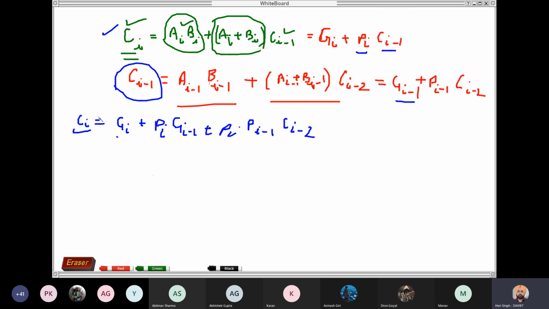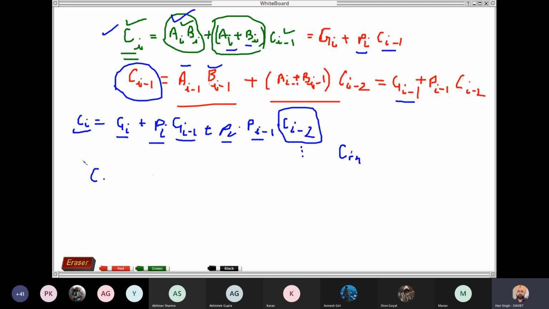Ci now depends on Gi, which is decided by the current bits Ai and Bi, and Pi, which also depends upon Ai and Bi. Gi minus 1 depends on the previous bits Ai minus 1 and Bi minus 1. Similarly Pi and Pi minus 1, and carry Ci minus 2. Now Ci is independent of Ci minus 1. So if we further put the value of Ci minus 2, Ci minus 3, Ci minus 4, and if we reach up to say Cn, that is the first carry.